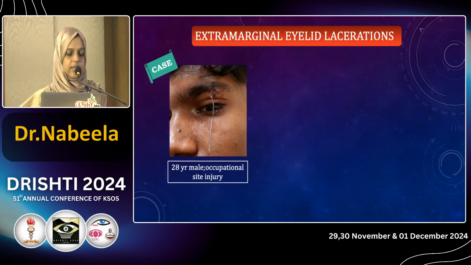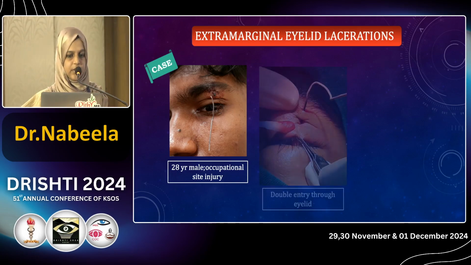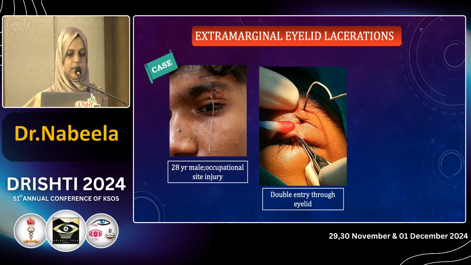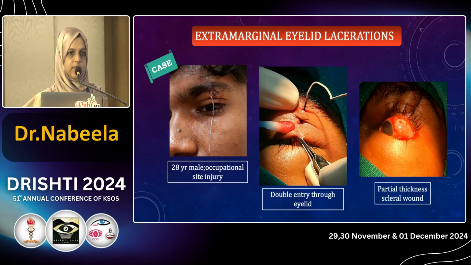Now, in cases like this, here it is a 28-year-old male with an occupational site injury. You can see a steel wire piercing the eyelid. So ideally, you have to go for an imaging to know the depth of penetration of the foreign body. So here, in this case, it was a steel wire with a double entry through the eyelid, and luckily it was only superficially touching the sclera with a partial thickness wound. So just the wound either side of the steel wire was extended, foreign body removed, sutured and left.